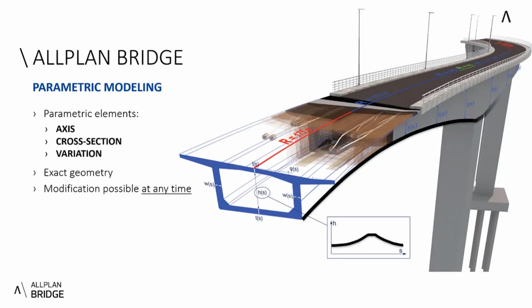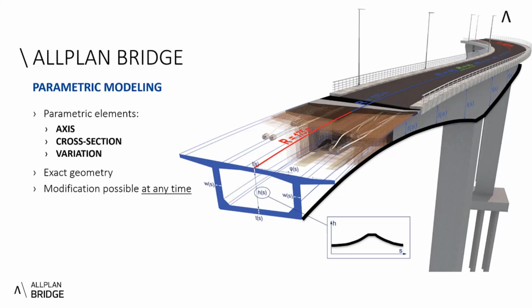The next step, just a few words about Allplan Bridge. What are the key factors of Allplan Bridge? It's the parametric modeling that makes it so unique. There are three main parametric elements. One is the axis, the second one is the cross-section, and the third one are the variations that can be applied. As we know, the axis is something that during the design process can change at any time.